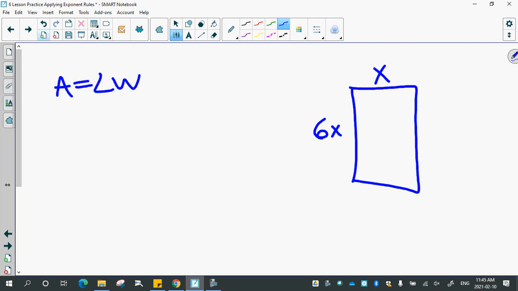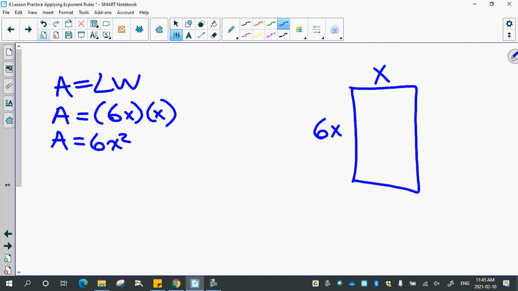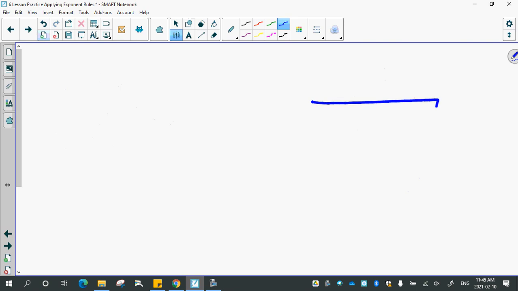Do I need to put the times sign between L and W? I don't, because if I have two letters side by side, times is understood. So I can replace length with 6x and width with x, and when I multiply those together, what would I get? 6x squared. Good. Everybody good there? Okay, here's one. Let's see, area.